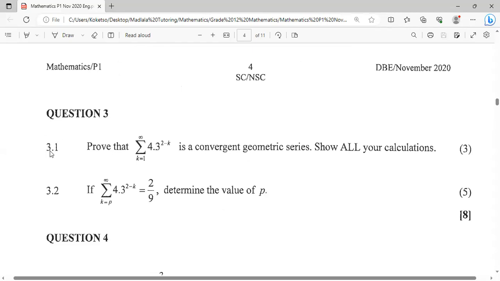So 3.1 says, prove that this series is a convergent geometric series. So that's what we need to do. So what are the conditions for a series to converge? Then we know that the constant ratio must be less than 1, but greater than -1. That's what we know. So it means we need to determine the constant ratio.